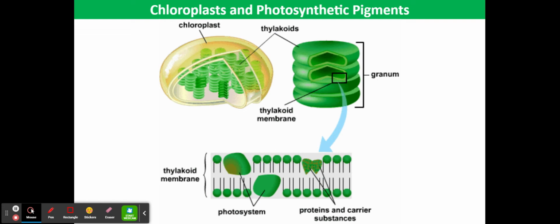These form stacks. Each stack of thylakoids is called a granum. One granum may contain up to 100 thylakoids. With many grana in each chloroplast, and with many chloroplasts in each photosynthetic cell, there is a huge surface area for both the distribution of the photosystems that contain the photosynthetic pigments that trap sunlight energy, as well as the electron carriers and ATP synthase enzymes needed to convert that light energy into ATP.